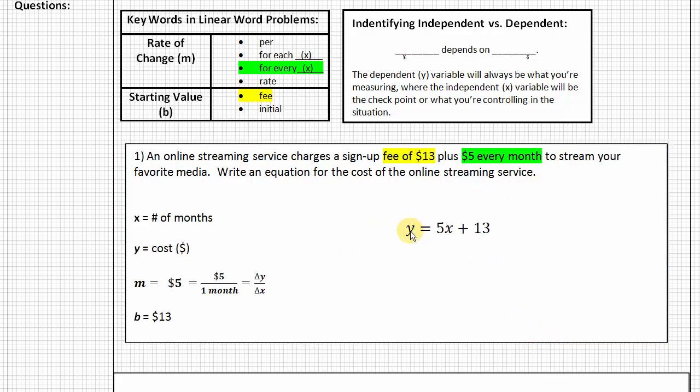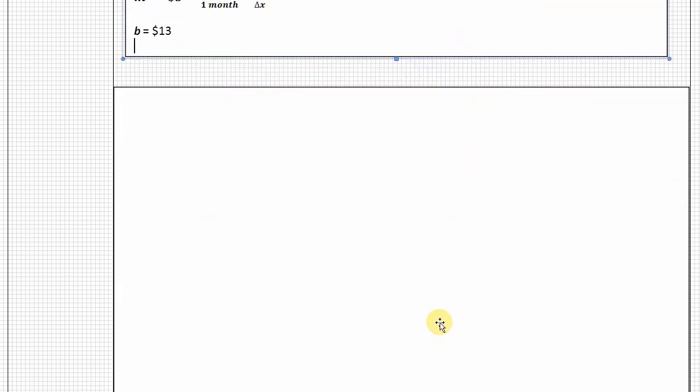So here would be our equation. Y equals 5x plus 13. So on to number 2.